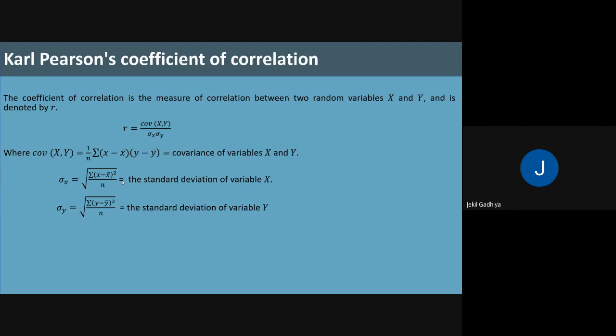Now if you replace all these formulas in the form r equal to covariance over sigma x sigma y, then you will get summation of (x minus x bar)(y minus y bar) over the square root of summation of (x minus x bar) whole square times the square root of summation of (y minus y bar) whole square. Please read this and write all these formulas in your notebook.